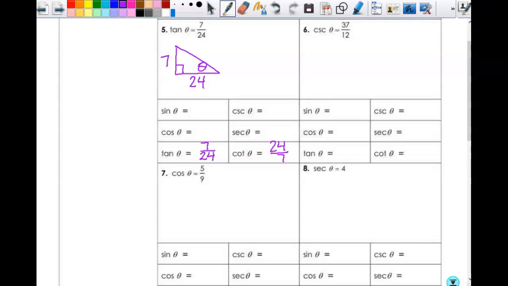Is this a special right triangle? No, because if it was, then if this is 7, the other would be 7 square root of 3, or they'd be congruent, and neither one of those things is happening. So 7 squared plus 24 squared equals h squared. We get 49 plus, what's 24 squared? What does it have to end in? 6. Okay.